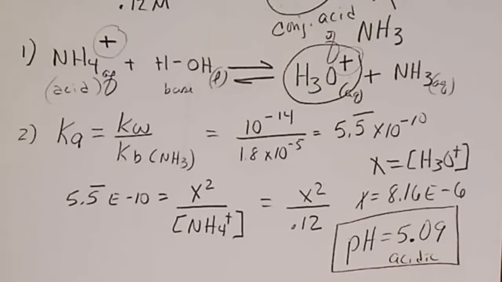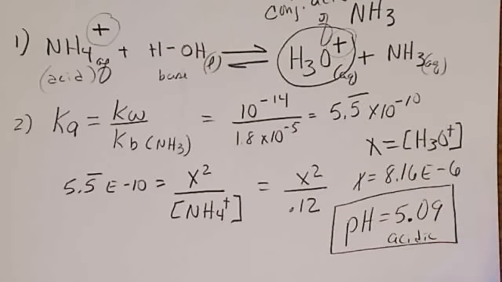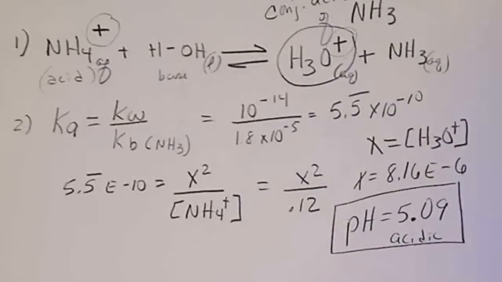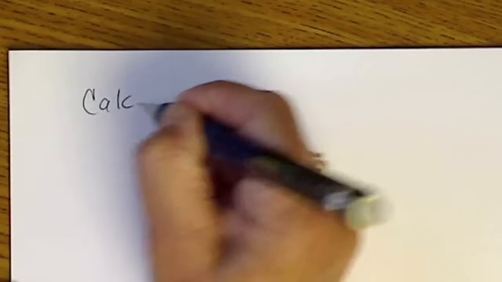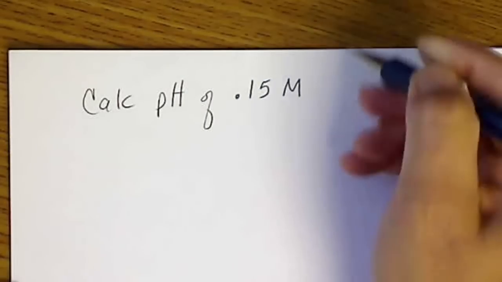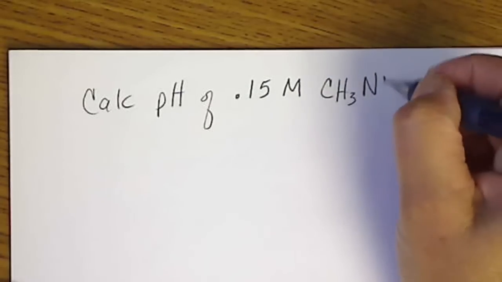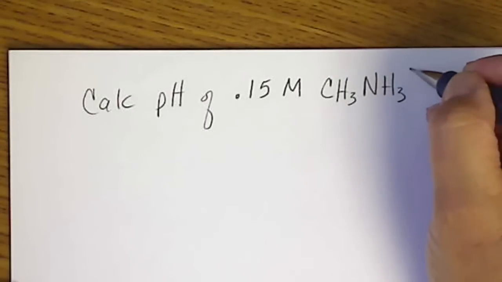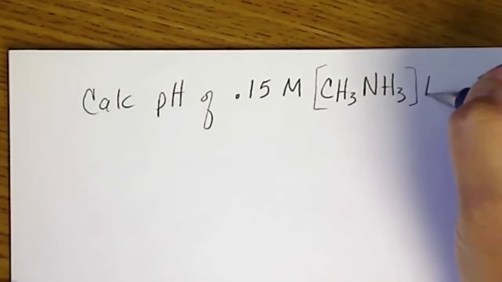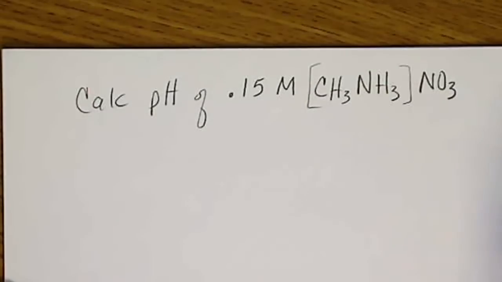I'm going to do one more example with a different salt. These are hard to recognize, so it requires that we remember some chemistry that we've had before. There is another salt, so let's do another calculation. Calculate the pH of a, we'll say, 0.15 molar solution of methyl ammonium nitrate. And so this would really constitute the ion, and then nitrate would be like that. This is used as an explosive.